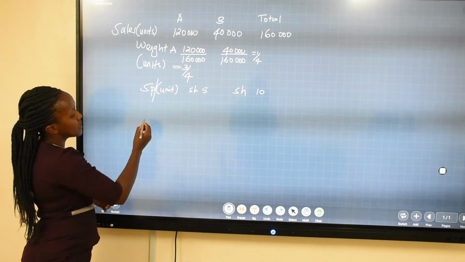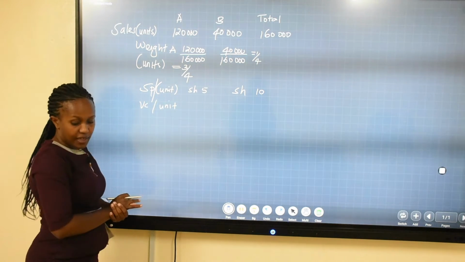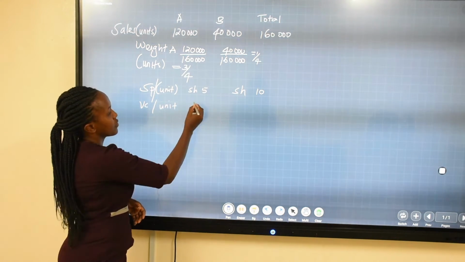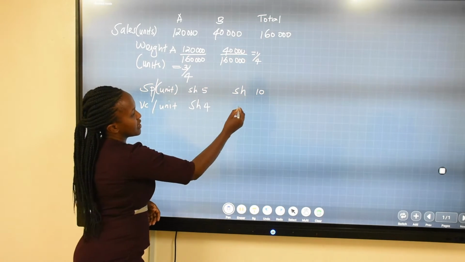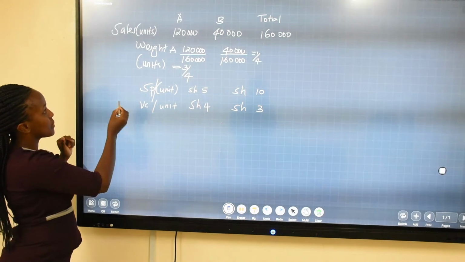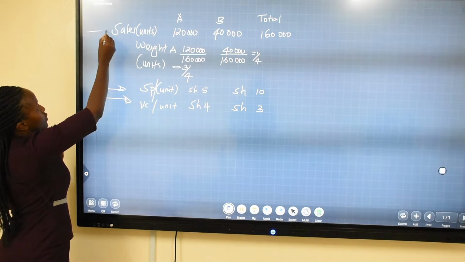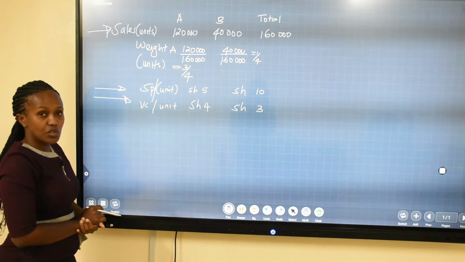And we also have been given the variable cost per unit as shillings 4 and shillings 3. These were in our question. The ones that I am highlighting here, this was in our question. This is also in our question. So was this. They were part of the question.